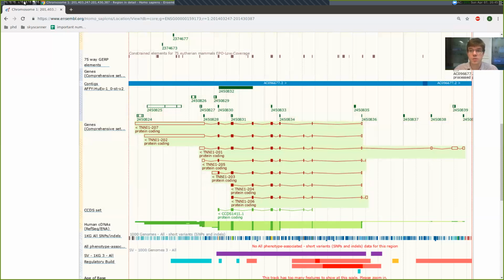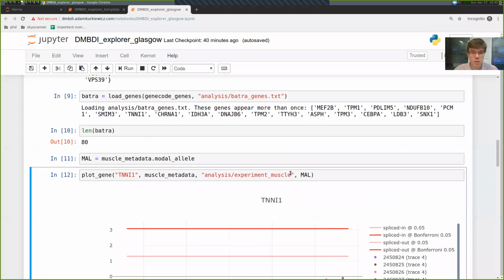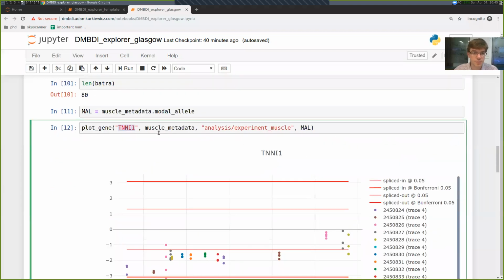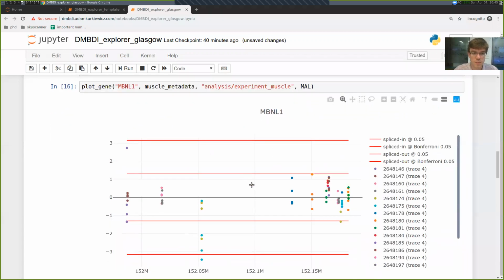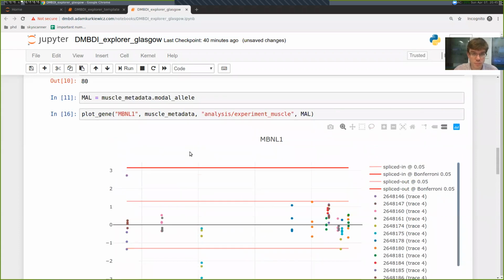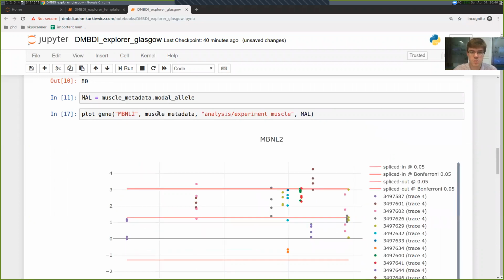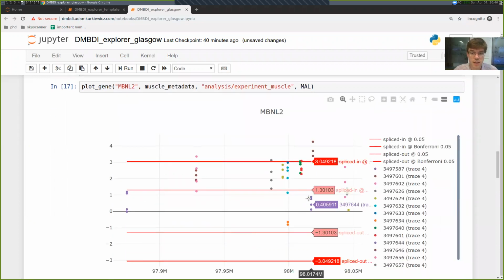The tool is not limited to just looking at a single gene, so we can look, for example, at other genes of interest, also in muscle. One example would be MBNL1, where there appear to be two probe sets which are potentially interesting, but we get somewhat conflicting readouts within a probe set. Or we could look at, for example, MBNL2, which I've chosen because, instead of giving a spliced out type of signal, it appears to be giving a spliced in type of signal. So that's quite interesting.